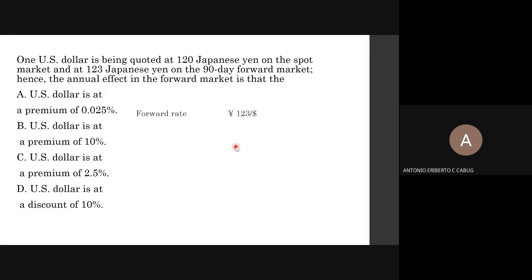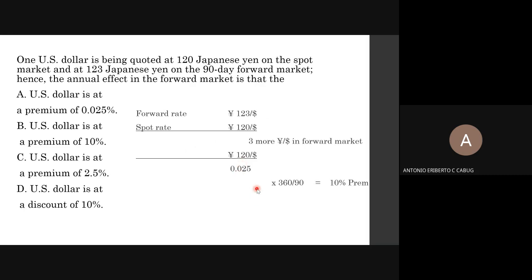So, the forward rate is 123 yen for every dollar. The spot rate is 120 yen per dollar. That's 3 more yen per dollar in the forward market. 3 over 120 would be 2.5%. Times 4, since 360 over 90 is 4, you would have a 10% premium. The correct answer is letter B. The US dollar is at a premium of 10%.